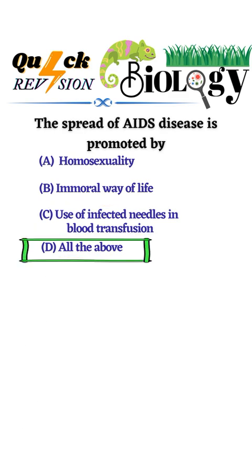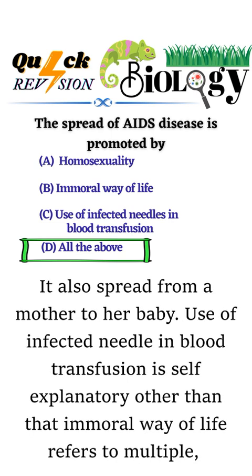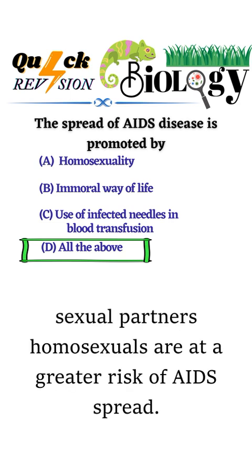All the above. HIV is spread from the body fluids of an infected person, including blood, breast milk, semen and vaginal fluids. It is not spread by kisses, hugs or sharing food. It also spreads from a mother to her baby. Use of infected needle in blood transfusion is self-explanatory. Other than that, immoral way of life refers to multiple sexual partners. Homosexuals are at a greater risk of AIDS spread.